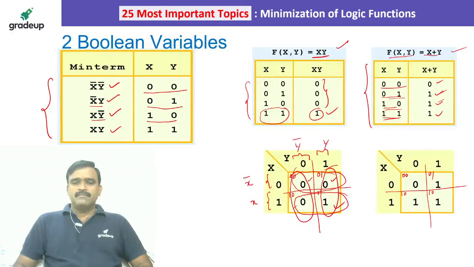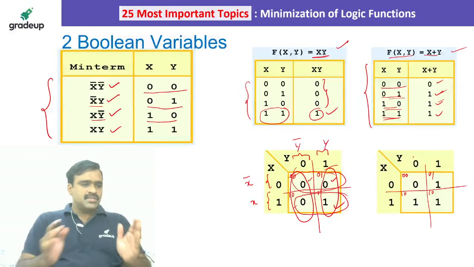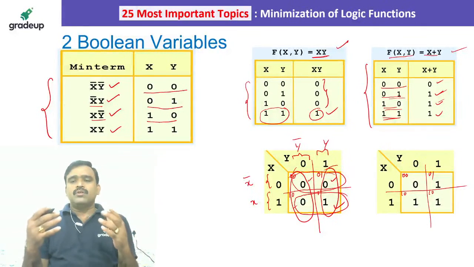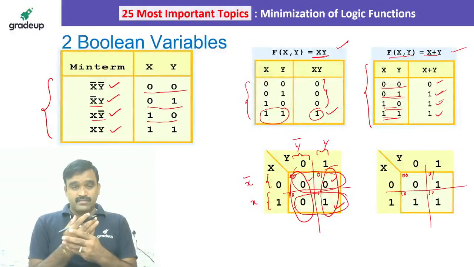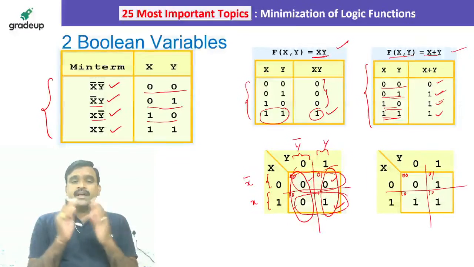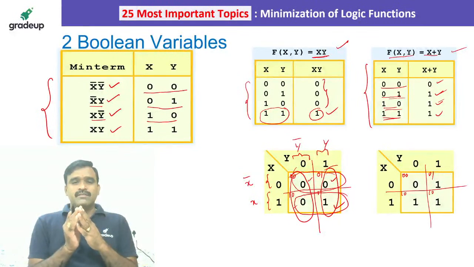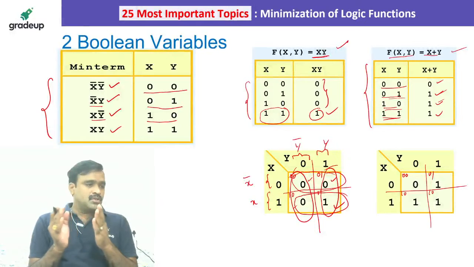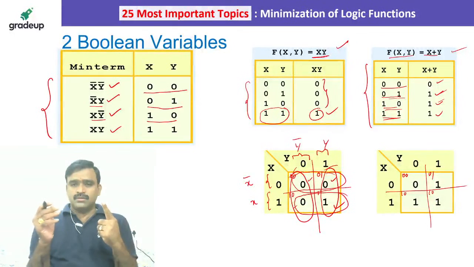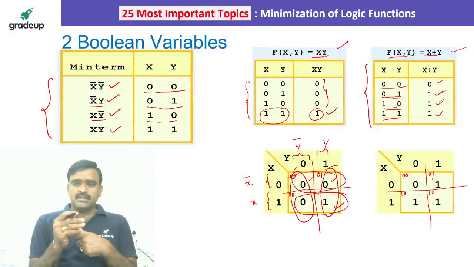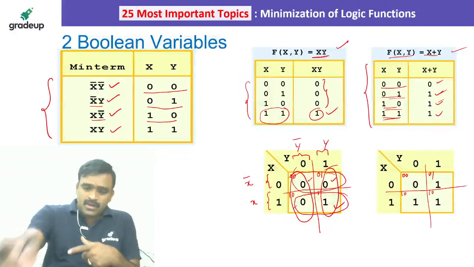I am not plotting them, I am just telling you the areas where you have to plot in the KMAP, because adjacent ones are to be plotted and we have to form the pairs, quads or octets and then minimize the logic function. So this is a 2 variable Boolean function, with 2 Boolean variables x and y. I have shown you how to represent the KMAP for 2 variables, and as an example, f of xy is equal to xy, that is the AND operation, and x plus y is the OR operation. So this is how we represent the 2 variables.